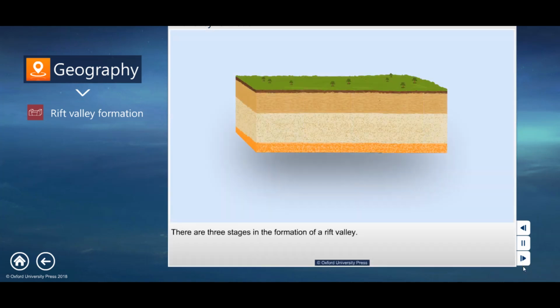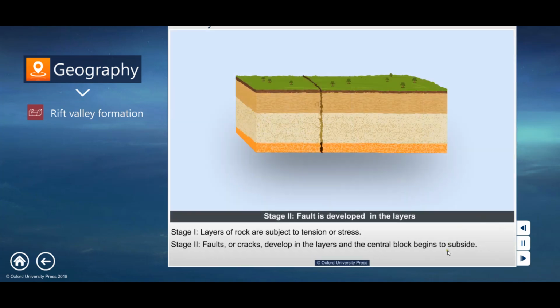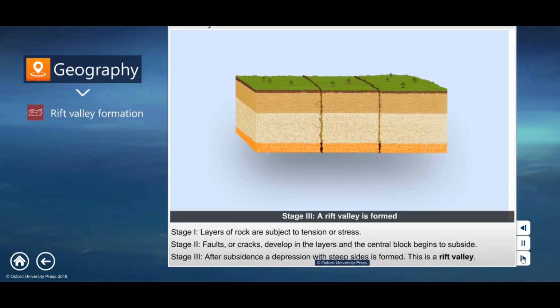There are three stages in the formation of a rift valley. Stage 1. Layers of rock are subject to tension or stress. Stage 2. Faults or cracks develop in the layers and the central block begins to subside. Stage 3. After subsidence, a depression with steep sides is formed. This is a rift valley.